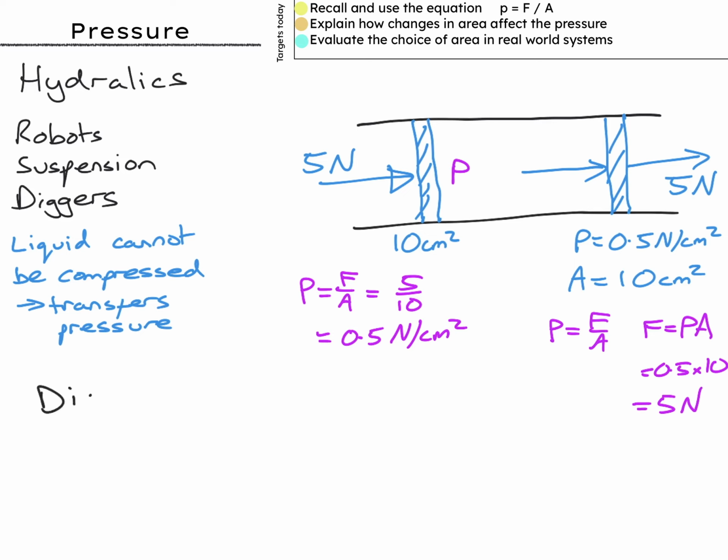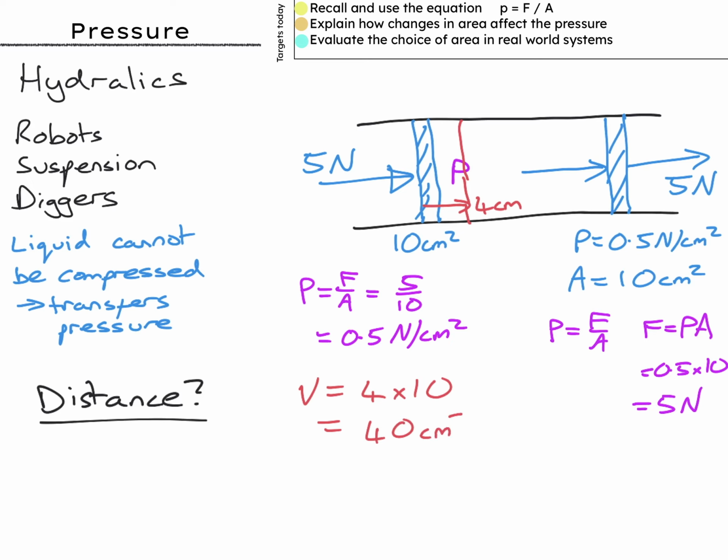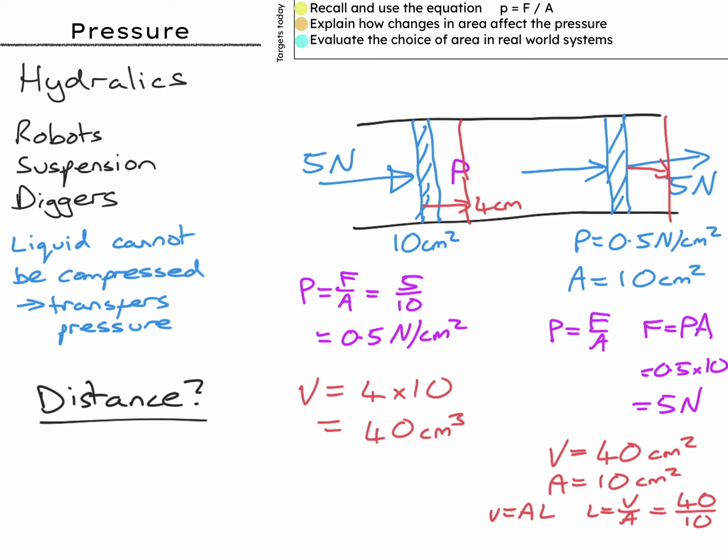So how far will it move this block here? Well, if I pushed in 4 centimeters and the area is 10 centimeters squared, remember, that means I moved a volume of 4 times 10, that's 40 centimeters cubed of liquid pushed in by me. At the other end, I need to move the same volume of liquid, 40 centimeters cubed, with the same area, 10 centimeters squared. So the length is V equals AL, L equals V over A equals 40 over 10. The length is 4 centimeters, the same as at the other end.